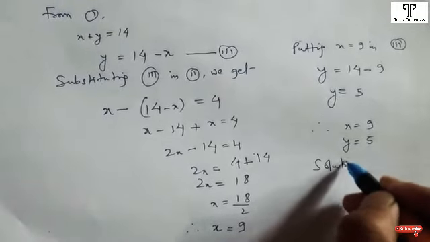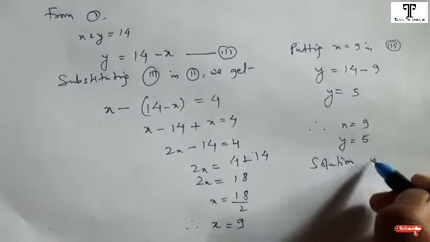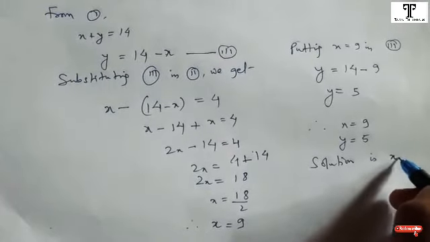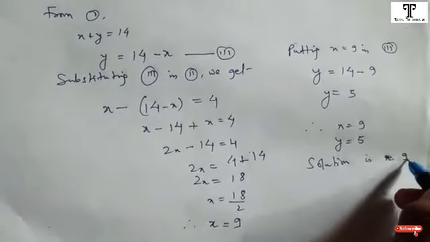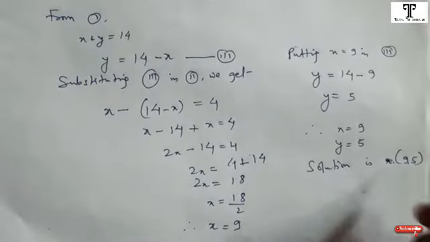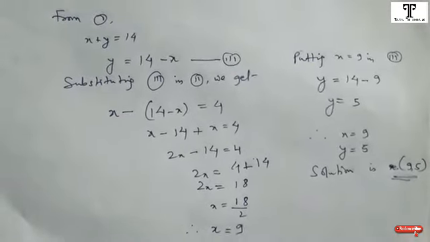The solution always occurs in a pair. So the solution is x, y equals 9 comma 5. Okay, this is the solution.